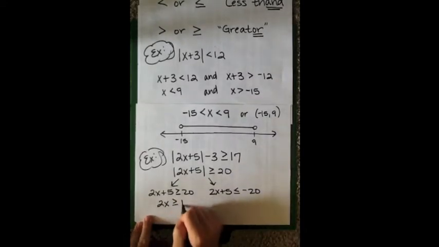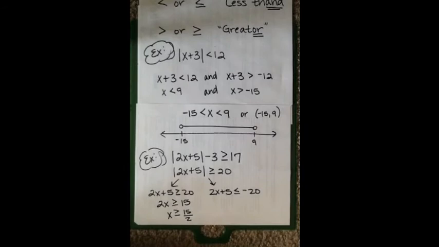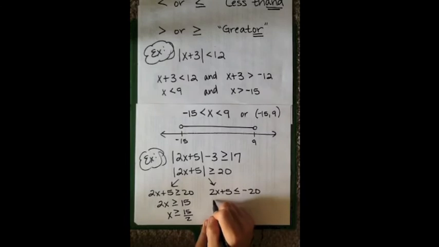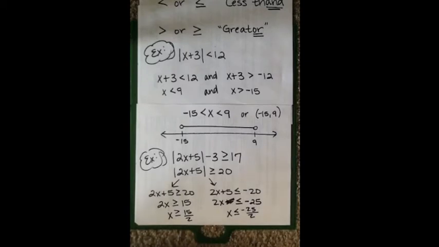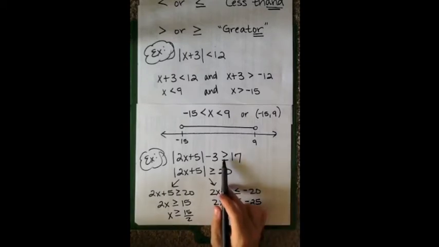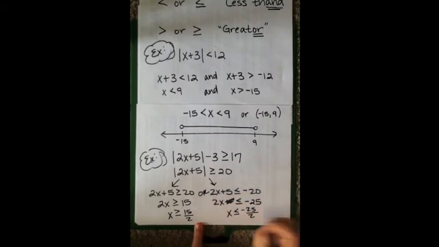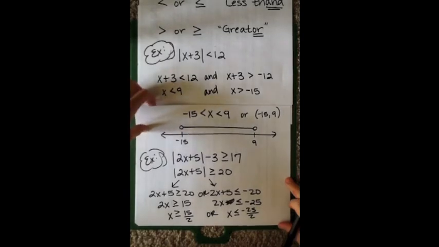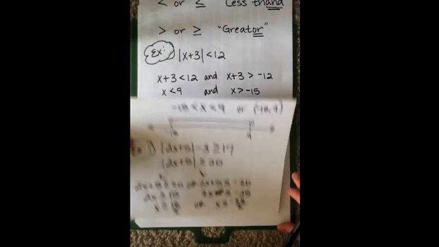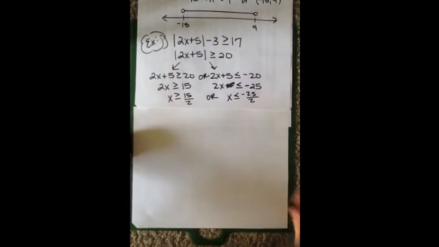So 2x is greater than or equal to 15, which means x is greater than or equal to 15 halves. You can just leave it as a fraction, or if you really want to, you can put it as a decimal. It doesn't matter. And let's solve the other one. There we go. X is less than or equal to negative 25 over 2. Is this an and or an or situation? Well, it's greater, so it's great or. I'm going to put some ors in here. So it's or, that means it should be a disjunction, and there should be two sections to my graph whenever I graph this. So let's look at the graph.